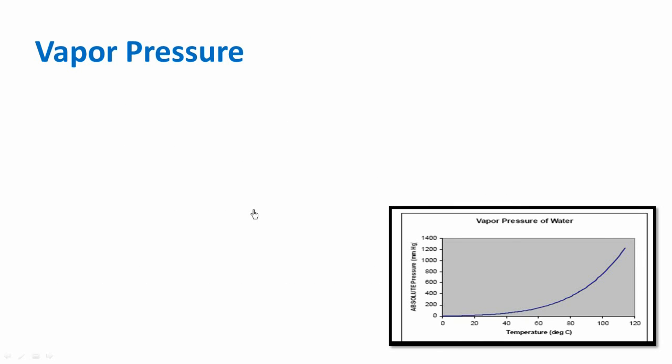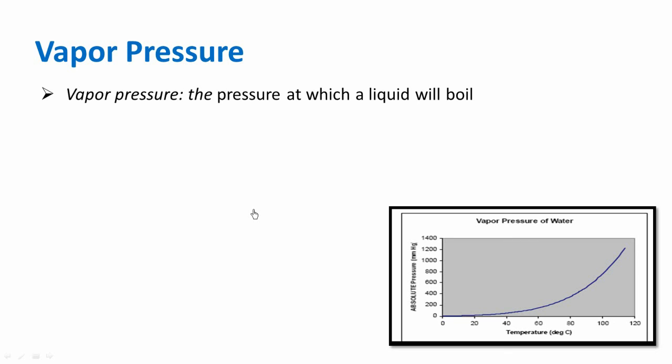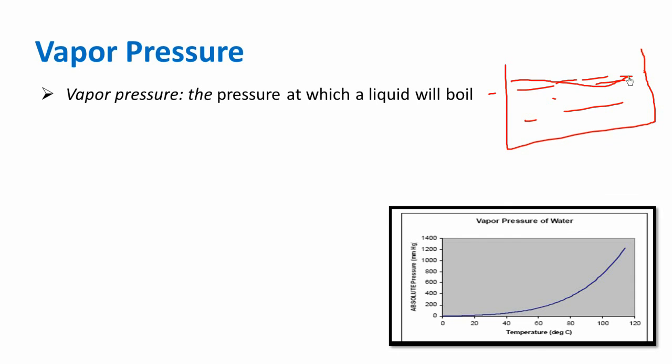Now coming to the vapor pressure. Vapor pressure is the pressure at which a liquid will boil. So we will see a diagram. We will have a container, and in that we will have a liquid. This is the liquid surface. When you heat this container, the vapor bubble will form and move to the top. This vapor bubble will exert a pressure on the liquid surface. This pressure we call the vapor pressure.